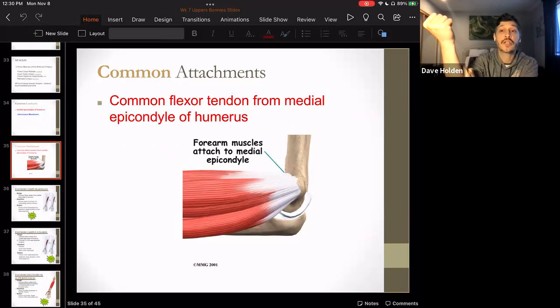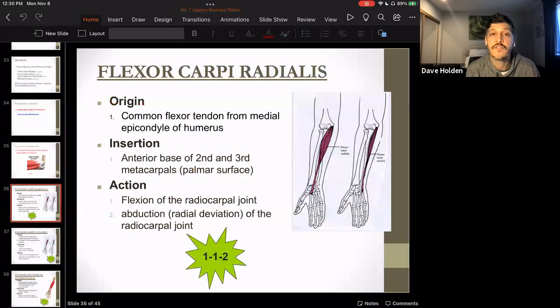So forearm muscles, particularly flexors, all originate from the common flexor tendon on the medial epicondyle of the humerus. The first muscle we will examine is flexor carpi radialis. So flexor carpi, it flexes the wrist. Radialis, it's on the radial side, on the thumb side. It's got a common origin with all the other flexors. Common flexor tendon on the medial epicondyle.